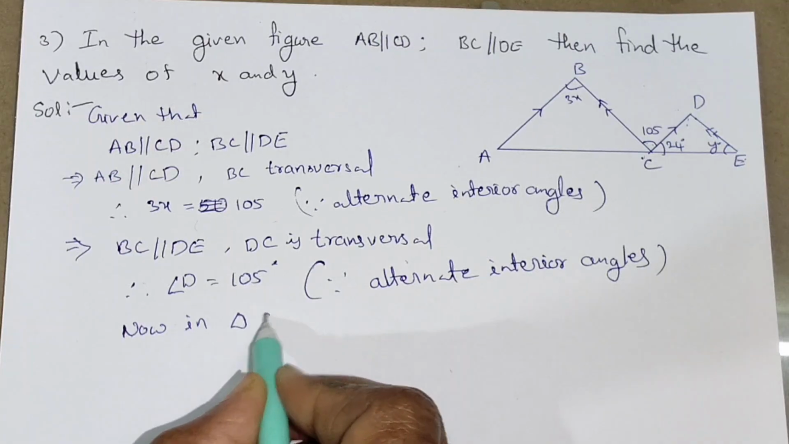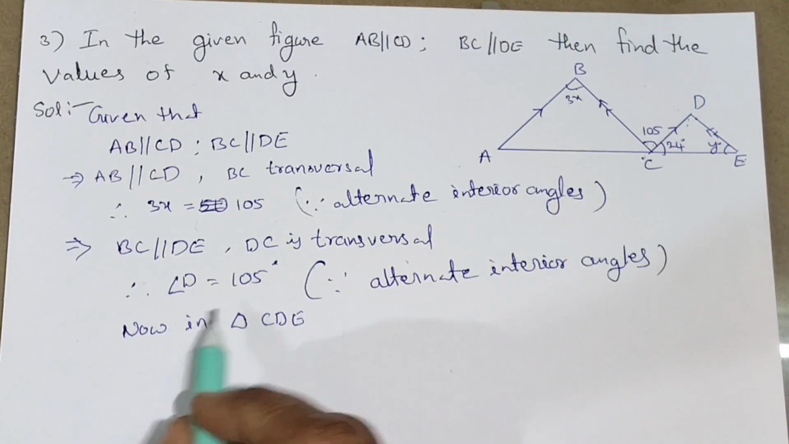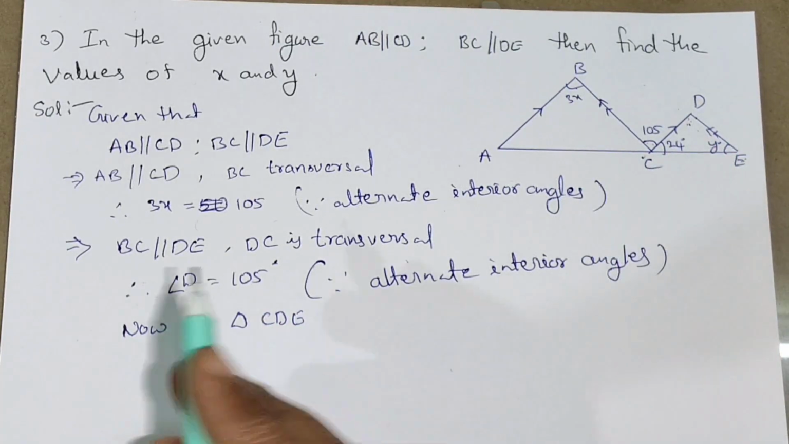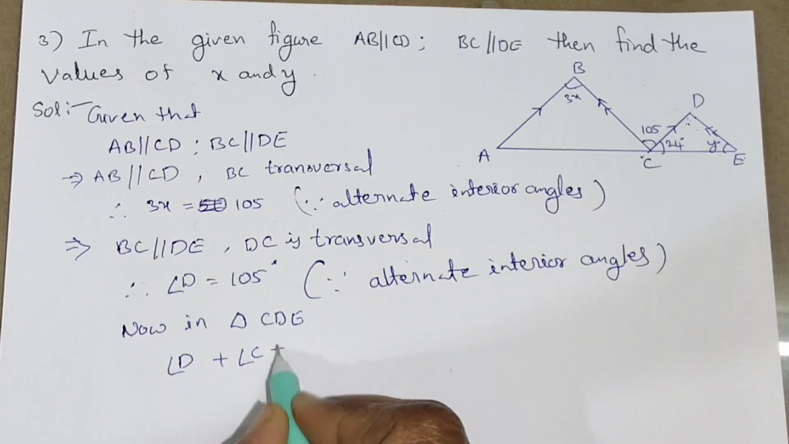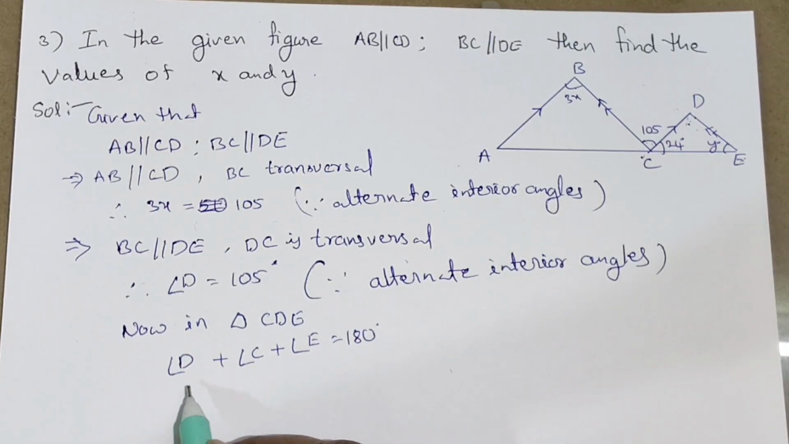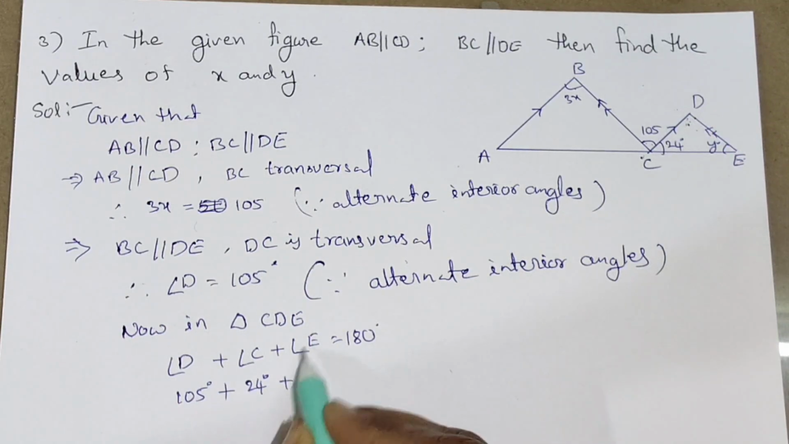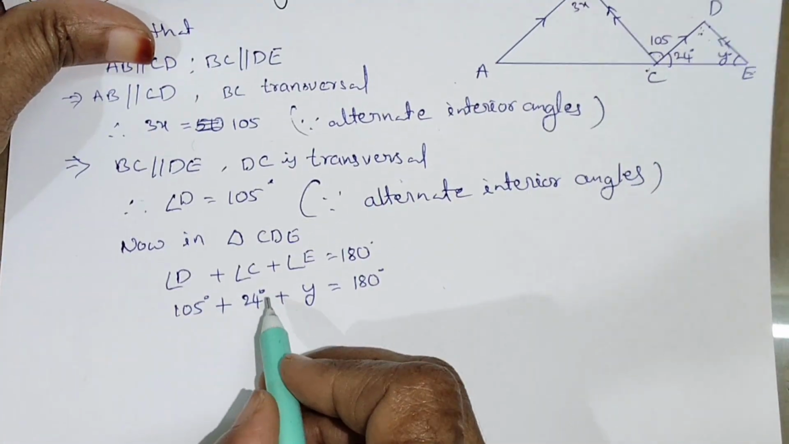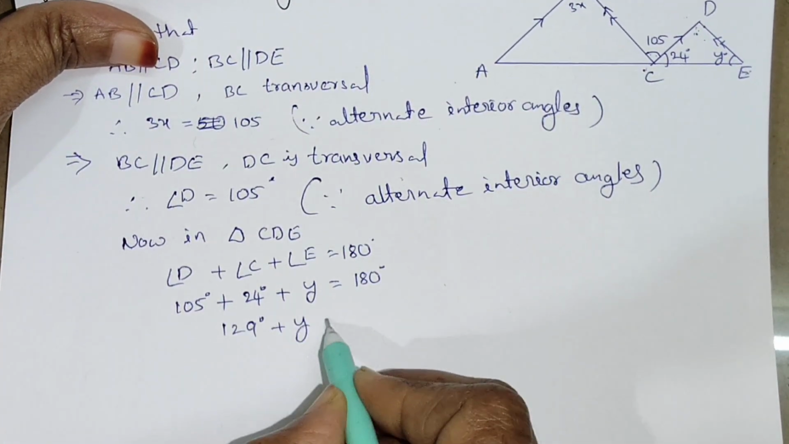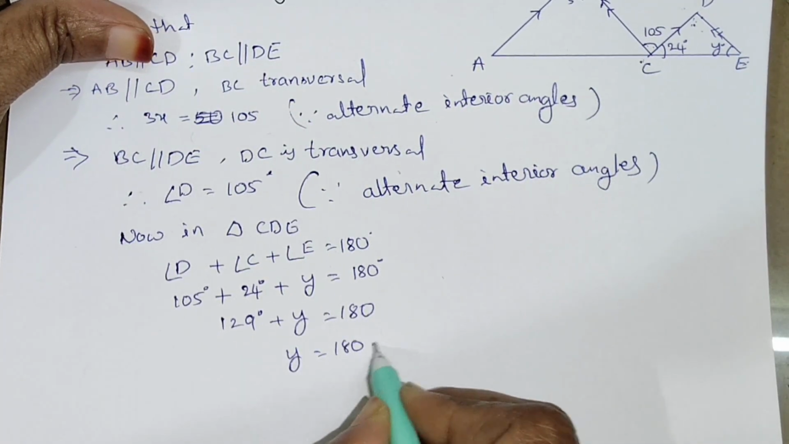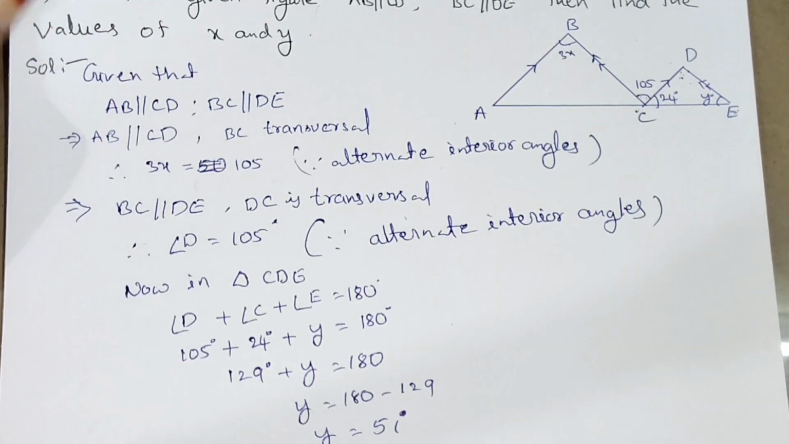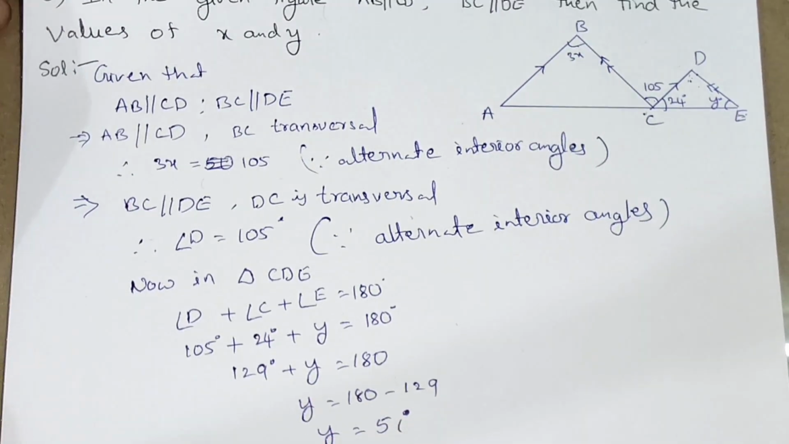Now in triangle CDE, the sum of these three angles is 180. Angle D is 105. Angle D plus angle C plus angle E equal to 180. So 105 degrees, angle C equal to 24 degrees, angle E equal to y degrees, equal to 180. So 129 plus y equal to 180, y equal to 180 minus 129. So y equal to 51 degrees is the answer. This is the third one solution.